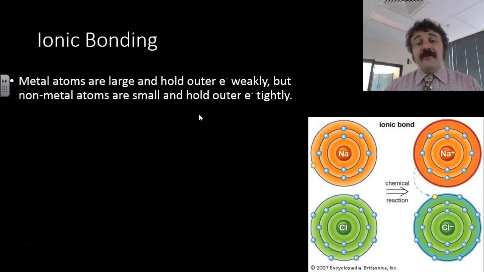Now, it's really important that you remember metal ions are really large, or metal atoms, sorry. They're quite large and they only hold on to the outer shell electrons or valence electrons fairly weakly. Non-metal atoms, on the other hand, are fairly small, so they hold on to them really tight because it's close to that positive nucleus. So you just cram in there.